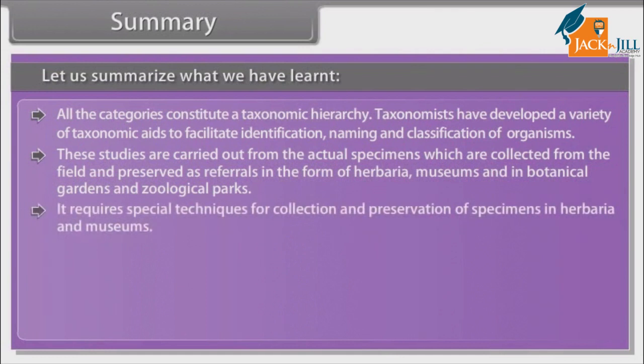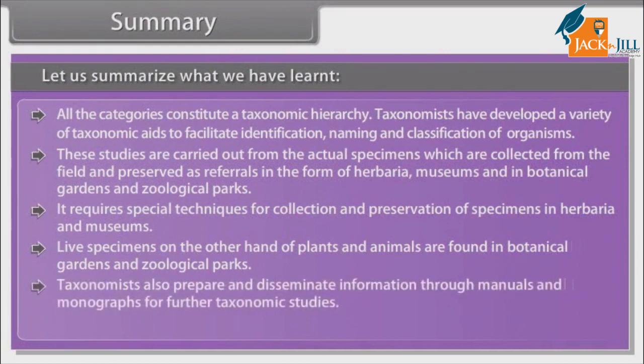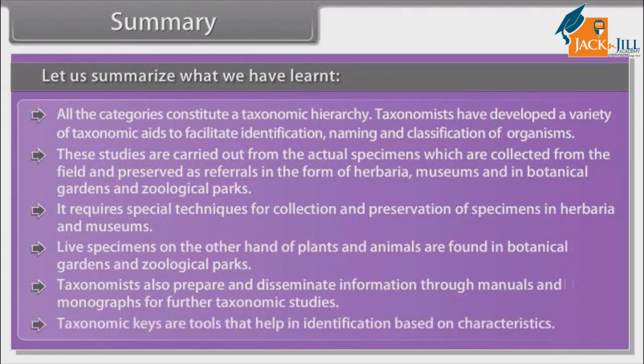It requires special techniques for collection and preservation of specimens in herbaria and in museums. Live specimens of plants and animals, on the other hand, are found in botanical gardens and zoological parks. Taxonomists also prepare and disseminate information through manuals and monographs for further taxonomic studies. Taxonomic keys are tools that help in identification based on characteristics.